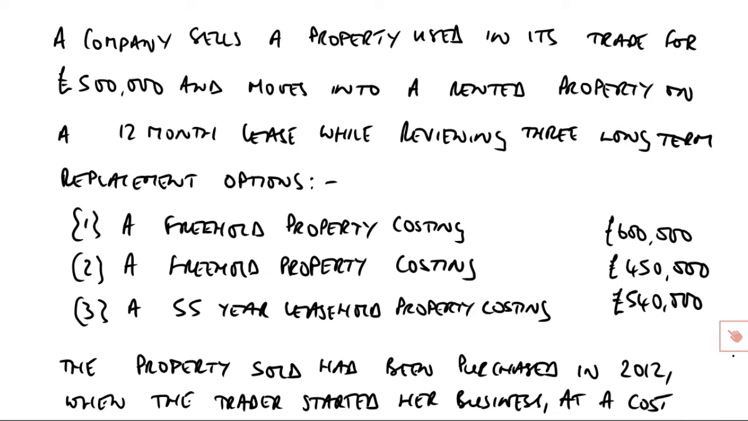Though there is too much information here for an objective testing question, if you're dealing with an objective testing question, always when it comes to capital gains, sort out who is the taxpayer. Are you dealing with an individual, or are you dealing with, as of course it is here, a company? So we've got a company that sells a property used in its trade for £500,000.